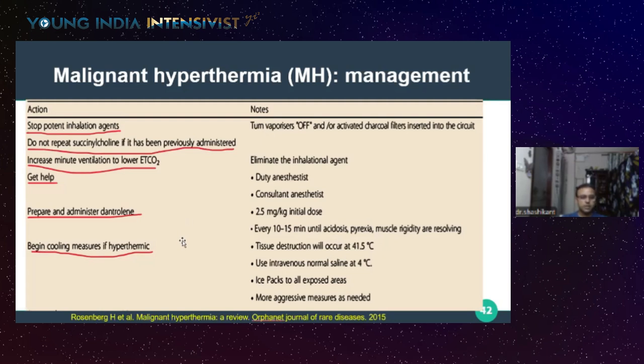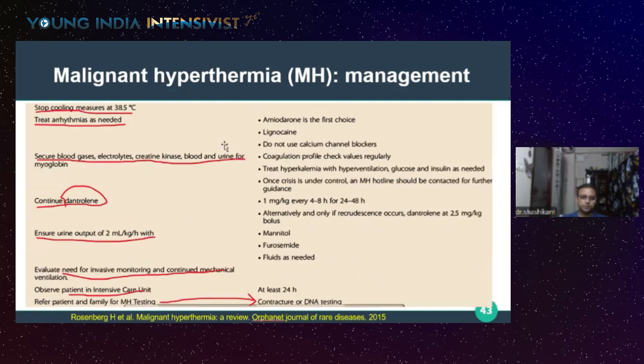Because of hyperthermia, we need to institute cooling measures as early as possible, because we know that a higher temperature will lead to tissue destruction. So using ice packs or cold IV fluids and more aggressive measures, whatever is available at an institute, they are supposed to use. The moment the temperature reaches below 38.5, we have to stop cooling. If there is arrhythmia, amiodarone or lignocaine is to be used, and it is advisable not to give calcium channel blockers.